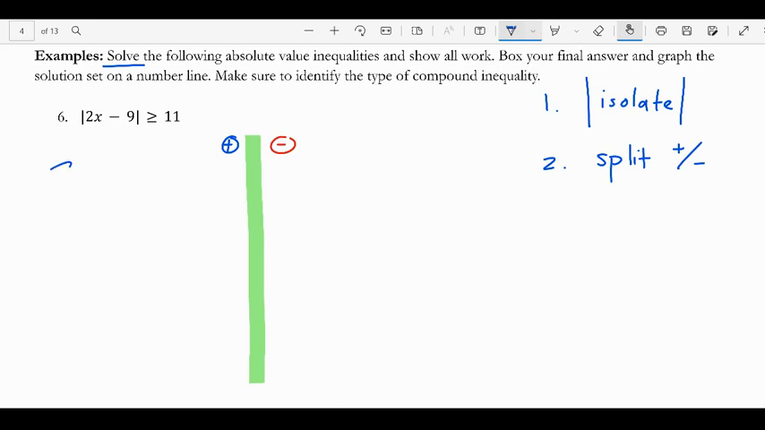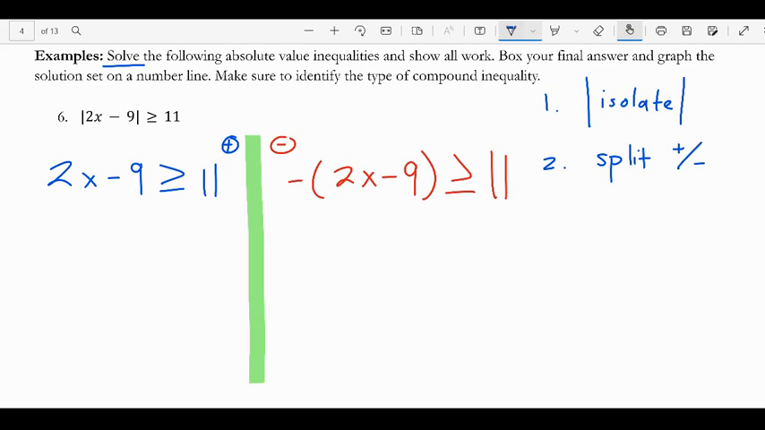So this equation would be 2x minus 9 is greater than or equal to 11. And on the negative side, I'll have a negative in front of my equation. All right, now my third step is to simply solve for x, or whichever variable you may have. So let's start on the positive side first. I'm going to add 9 to both sides to get rid of this negative 9 over here.